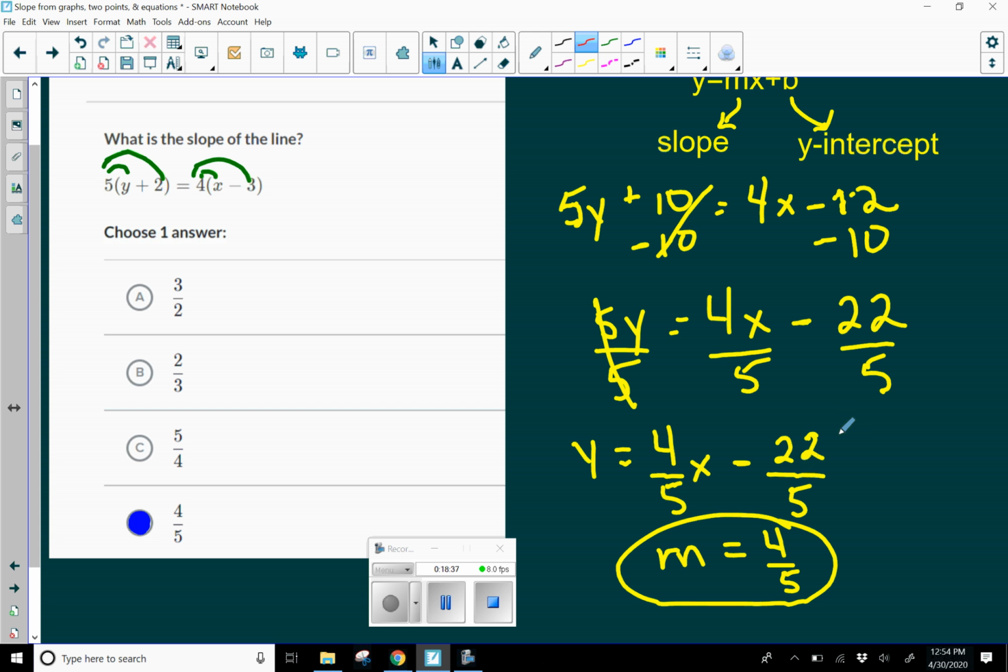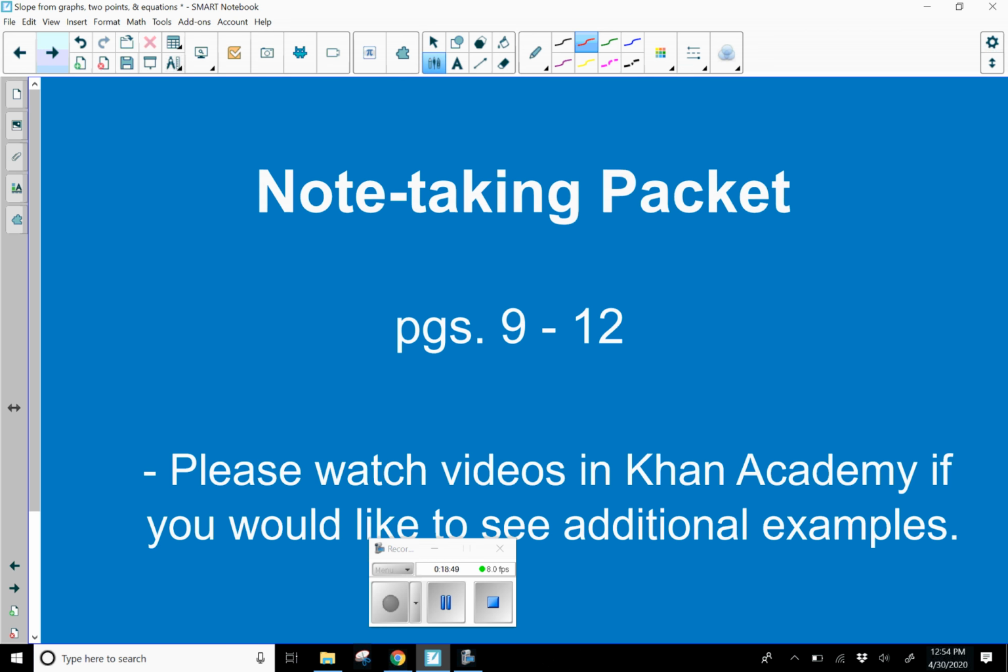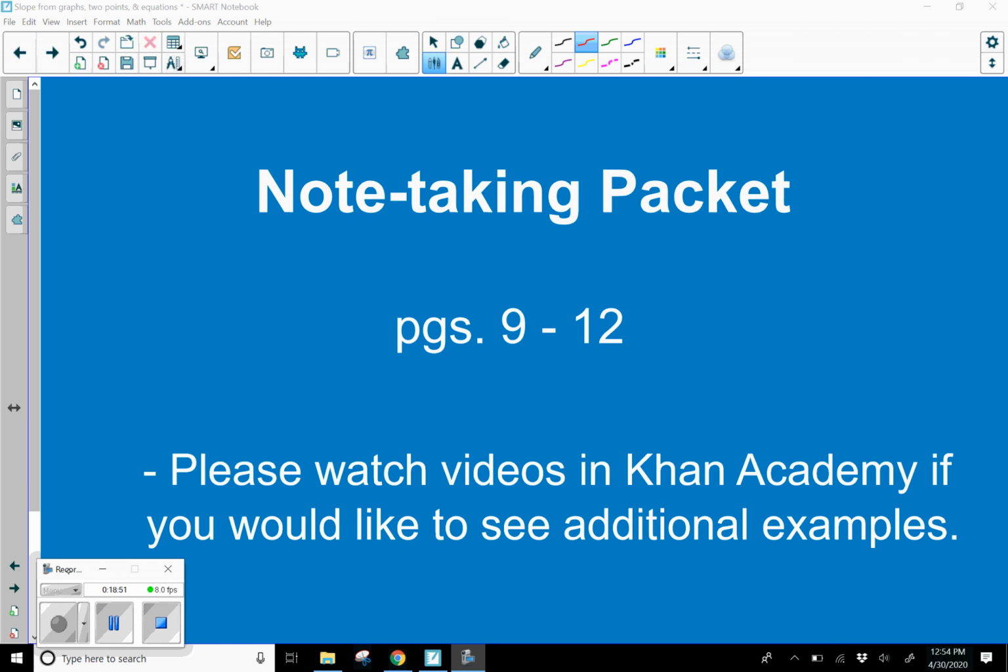-22/5 is your y-intercept, and your slope is 4/5, which means your line's increasing since it's positive, and it's going up 4/5, up 4/5. Okay, so that does it for those 3 skills.